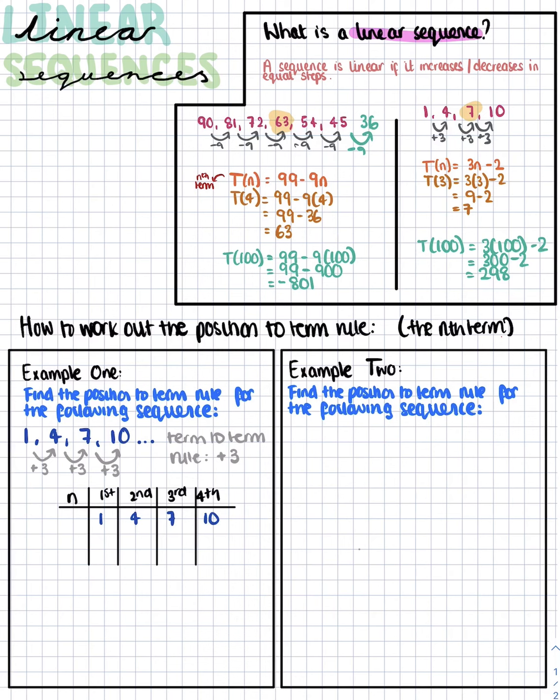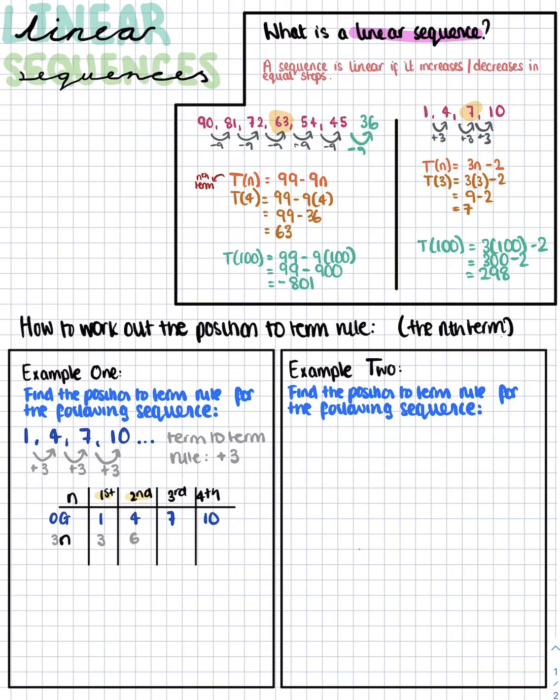Our next row is what our sequence starts off with. Because our term-to-term rule is plus 3, our sequence is going to start off with 3n. Let's work out what 3n is for each of these columns. In the second column, n is 1, so 3n will be 3 times 1, which is 3. In our next column, n is 2, so 3n will be 3 times 2, which is 6.